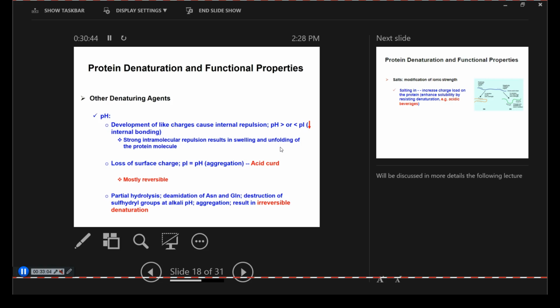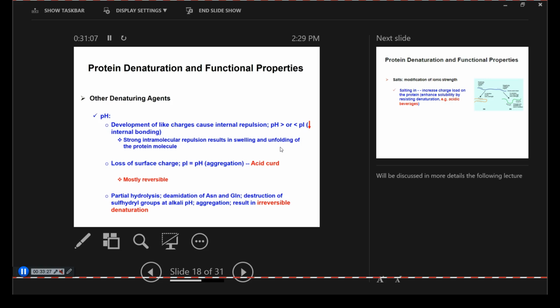Deamidation of asparagine and glutamine. When it's high or low pH, asparagine and glutamine become aspartic acid and glutamic acid. So that is a change in the composition of the protein which will impact structure formation.